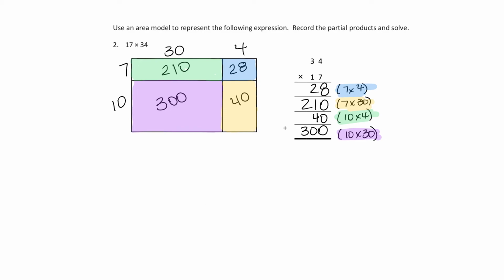Next, our final job is to add up all of the products. Now that we've added all of our products, we can use this to solve our problem above. We now know that 17 times 34 equals 578.